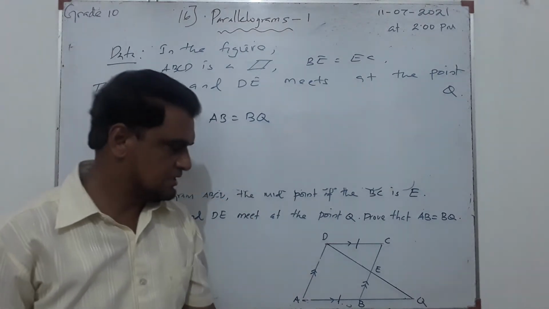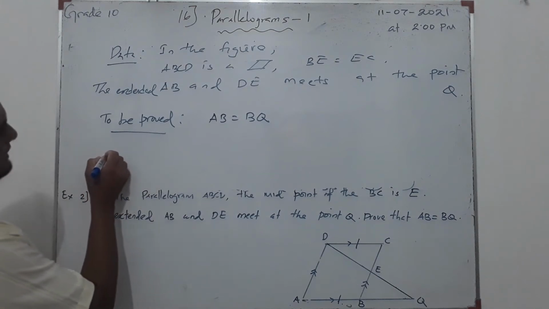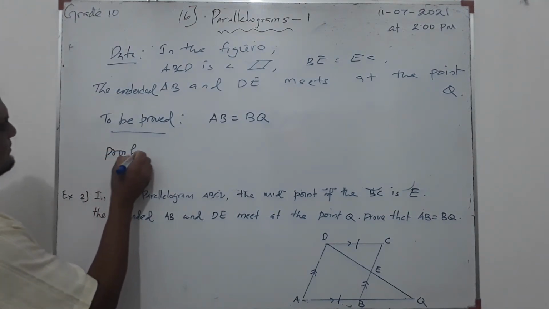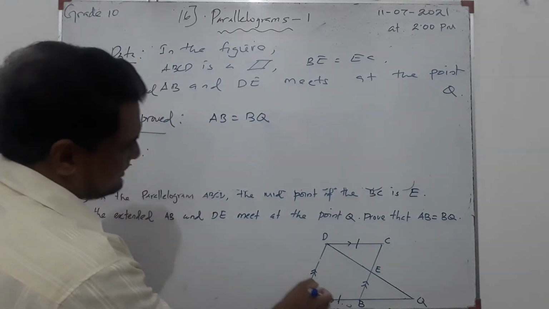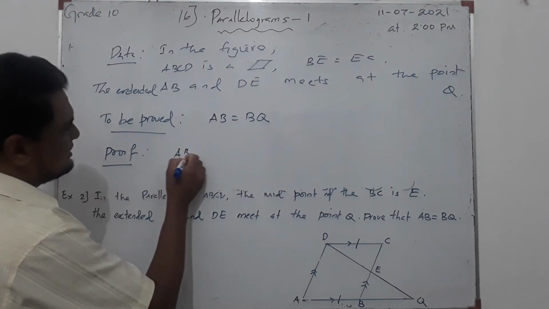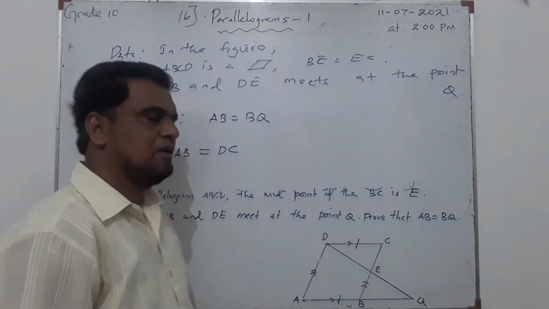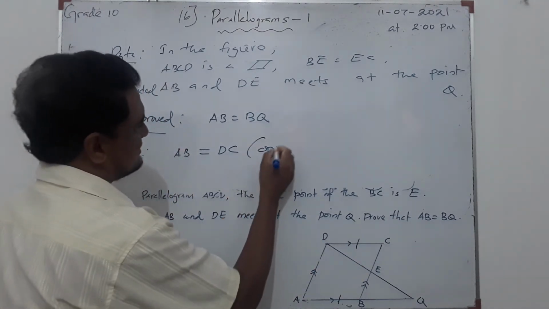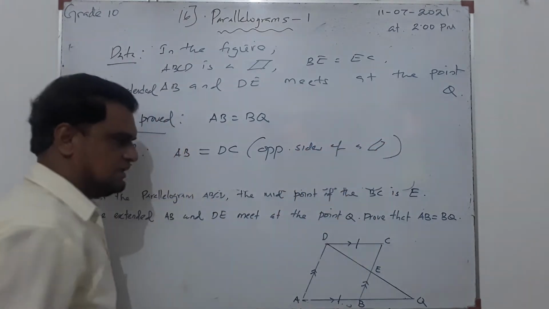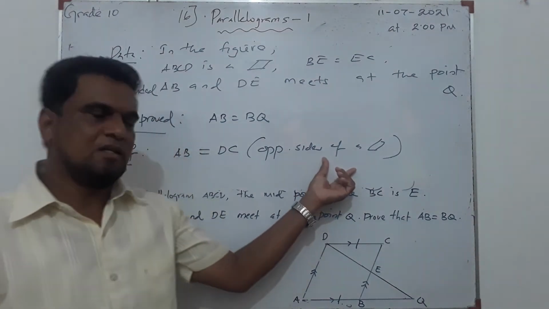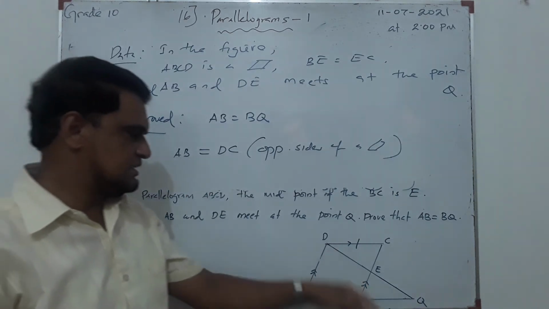Now let's write here. The next step is proof. If you want to prove this, you are very clear that AB is equal to DC. What is the reason? Opposite sides of a parallelogram. Now we have learned in the first theorem, according to the first theorem, we can write here AB is equal to DC.